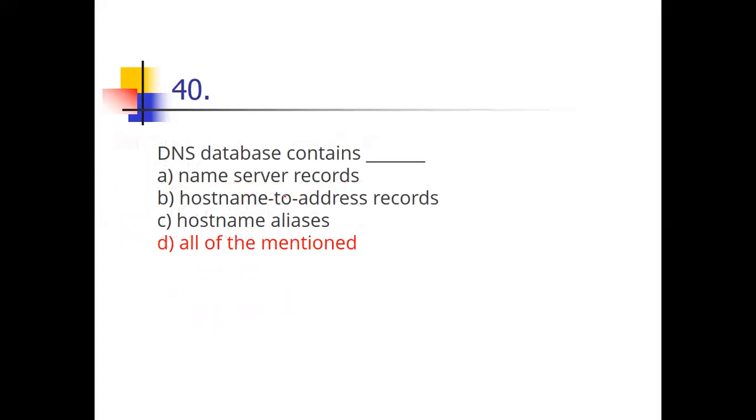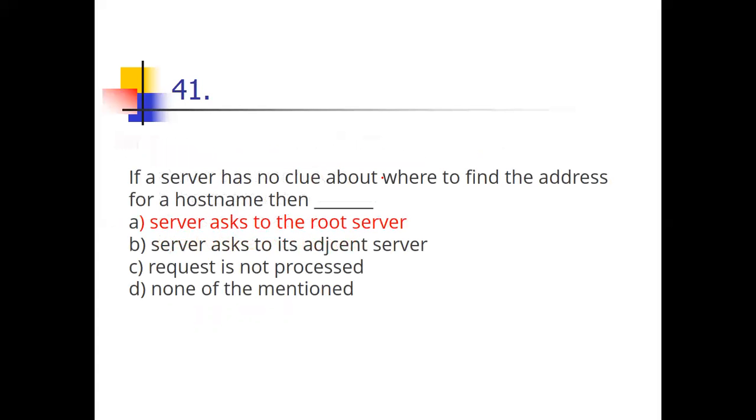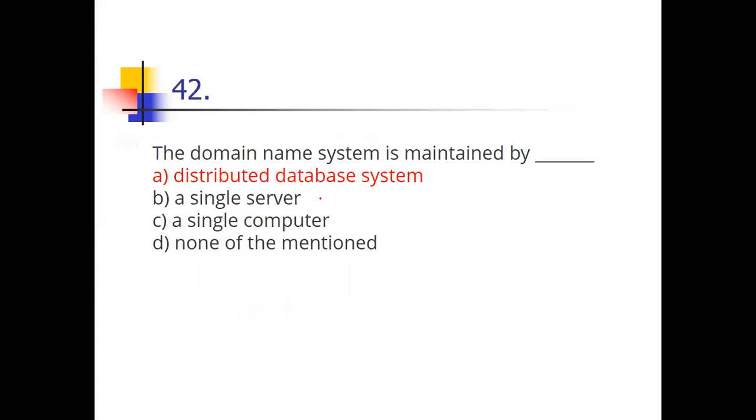If we are talking about the DNS database, there will be a server record, a host name, a host record, an address record, and what types of aliases are there. So all the entries will be in the database. If the server has no clue about where to find the address for a host name, then what will it do? Then definitely it will search the root server. Then it will try to find the other details. The domain name system is maintained by a distributed database system, where all the information about the domain, subdomain, everything will be there.